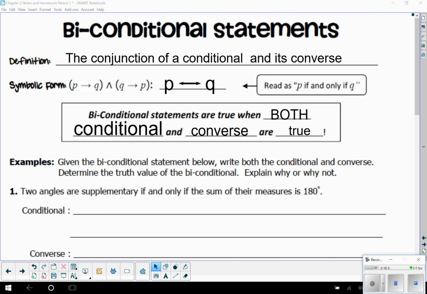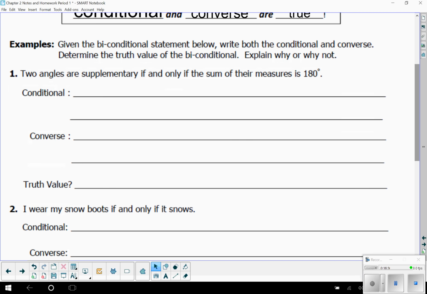So for number one, it states that given the biconditional statement below, write both the conditional and converse. Determine the truth value of the biconditional. Explain why or why not. Two angles are supplementary if and only if the sum of their measures is 180. You have to figure out what's the object and then what's bigger than the other. Whichever one is bigger needs to go in the if statement.